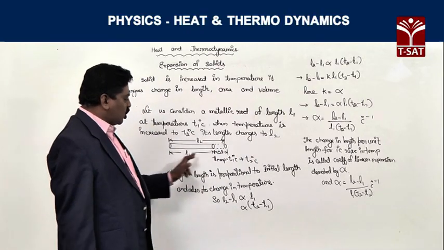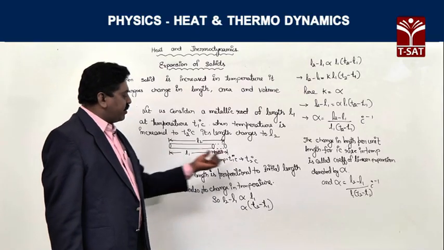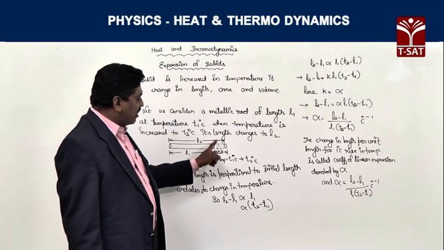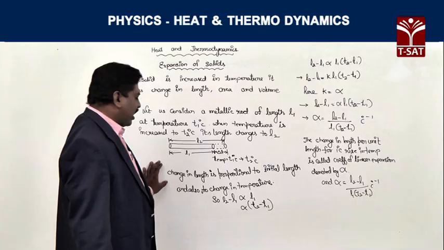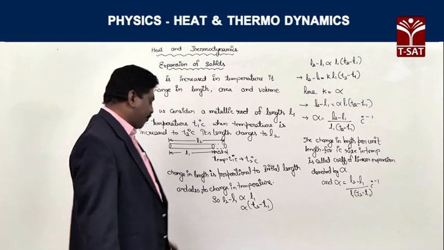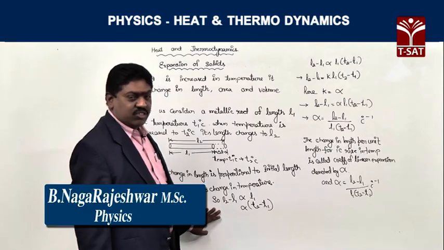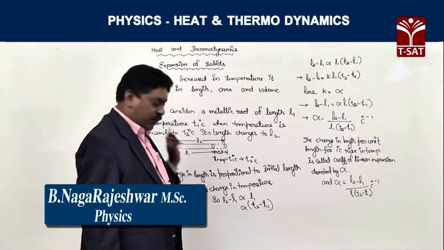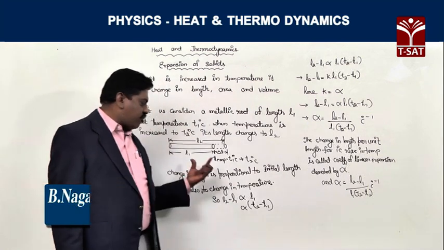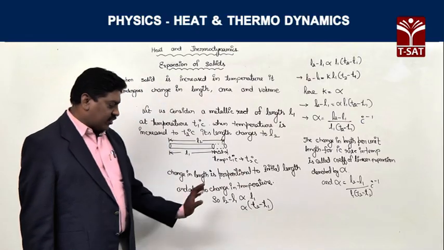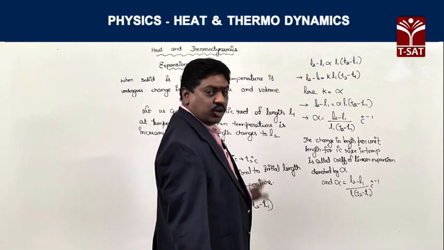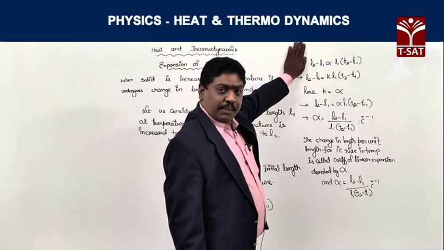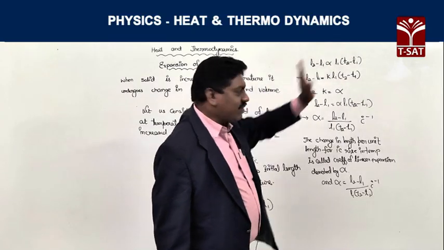So, here L1 is the initial length and T1 is the initial temperature. When temperature is changed to T2 degree Celsius, we have an increase in length to L2. Now, change in length is proportional to initial length. It is also proportional to change in temperature. So, change in length is given as delta L equal to L2 minus L1. L2 minus L1 is proportional to initial length L1. It is also proportional to change in temperature T2 minus T1. Combining these two, we have L2 minus L1 proportional to L1 into T2 minus T1.